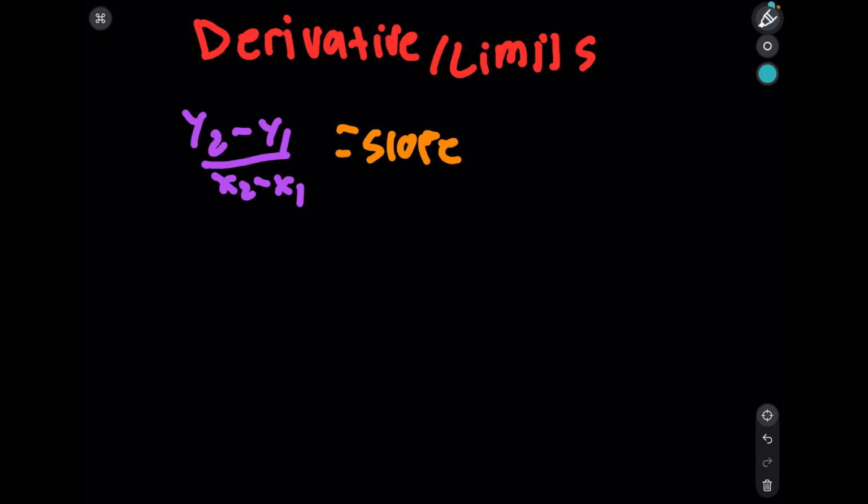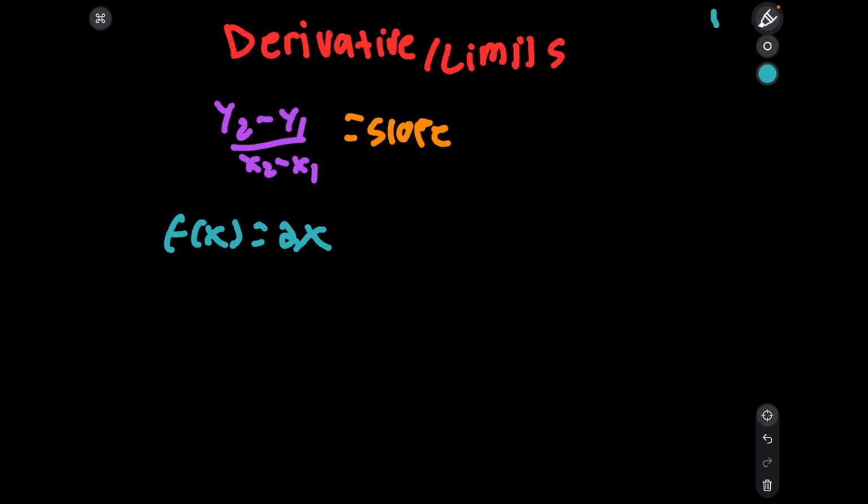It is just a very long and complicated word that stands for slope. Remember how in Algebra 1, Geometry, or Algebra 2, you learned how to take y2 minus y1 over x2 minus x1? The limit definition of a derivative is similar to that. Let's use the function that we used last time, f of x is equal to 2x. You know how this function looks.